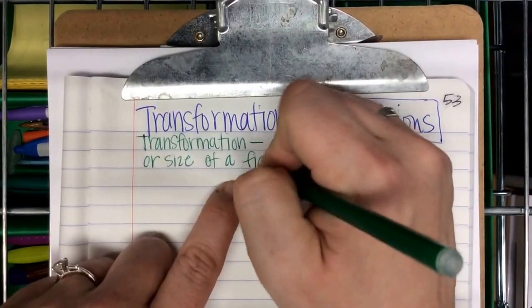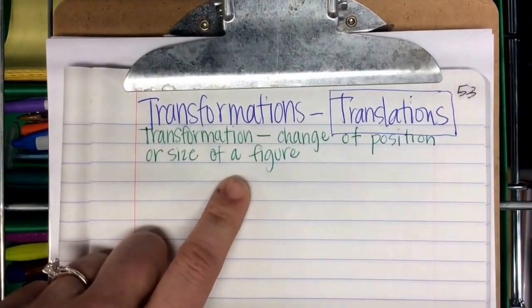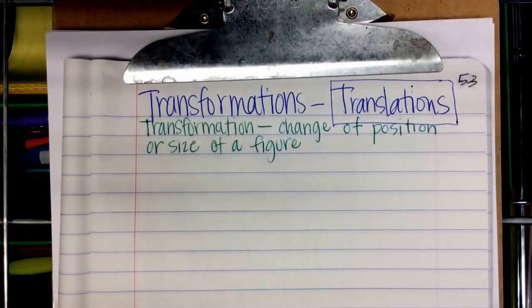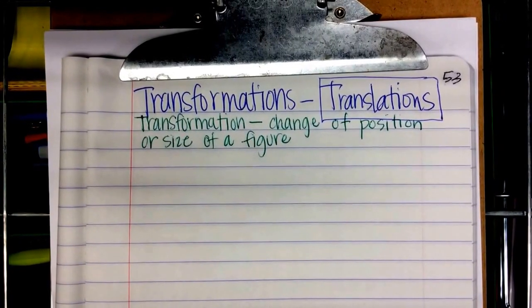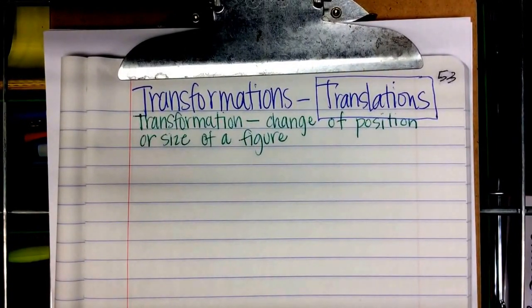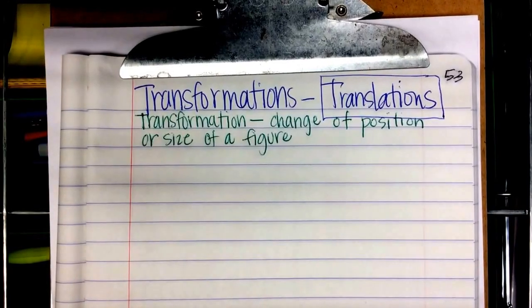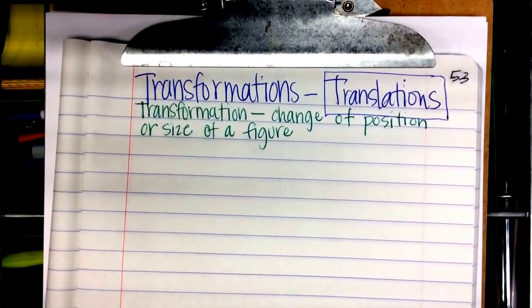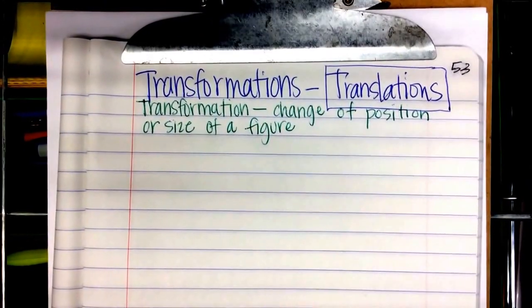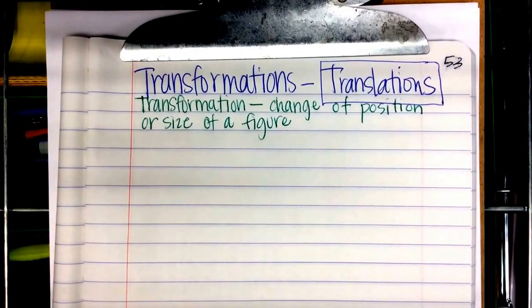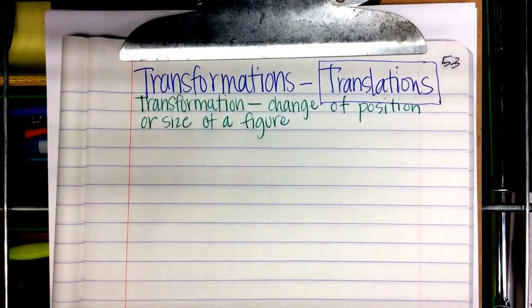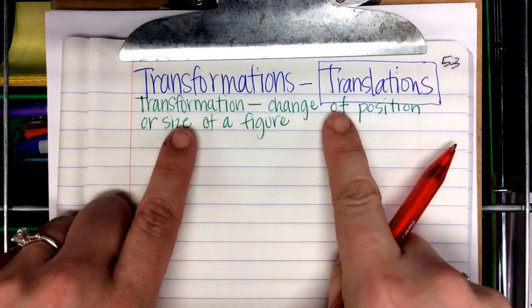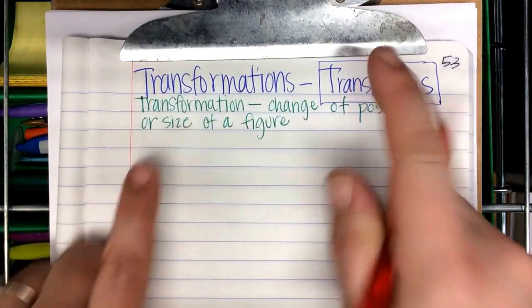of a figure. Transformation, it is a change of position, where it's located, or it's a change of size. Is it bigger? Is it enlarged? Is it smaller? Is it reduced? That's the general idea of what we're doing, but today we're focusing on what's called a translation.